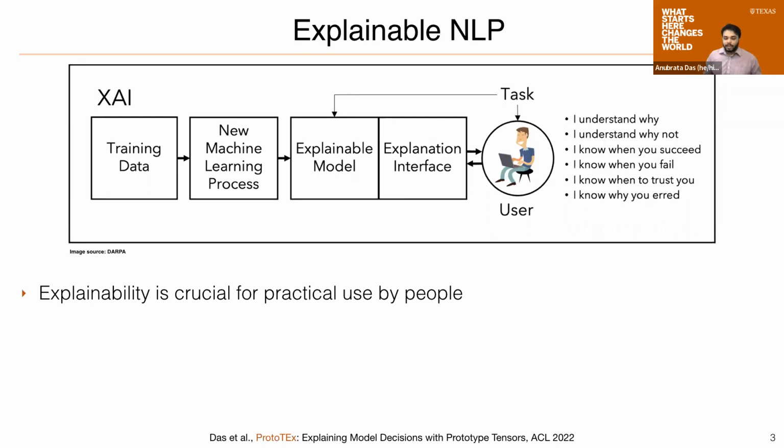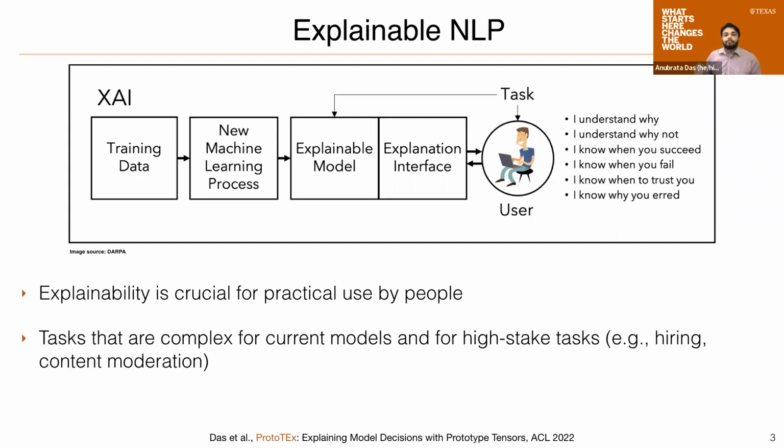However, if we put explainability at the center, which is crucial for practical use by people, a user potentially would have answers to at least some of these questions. To reiterate, they will understand when the model succeeds, when it fails, when to trust the model, and when to override its mistakes.